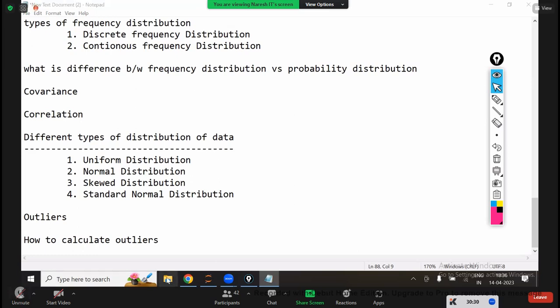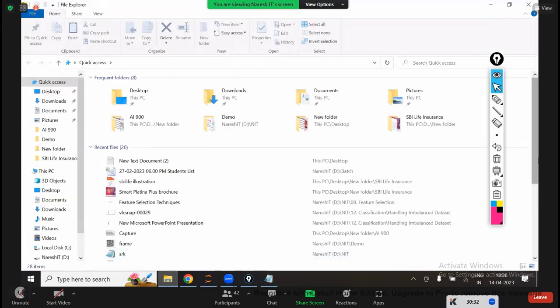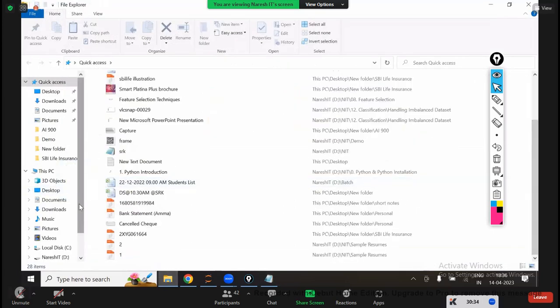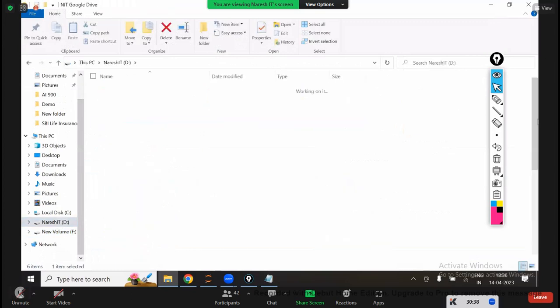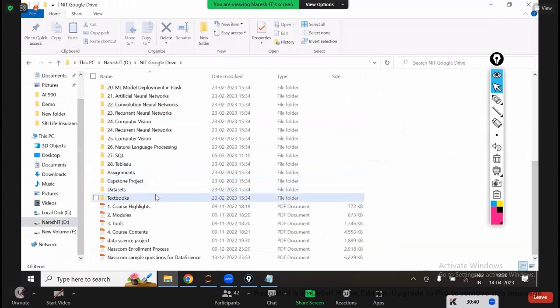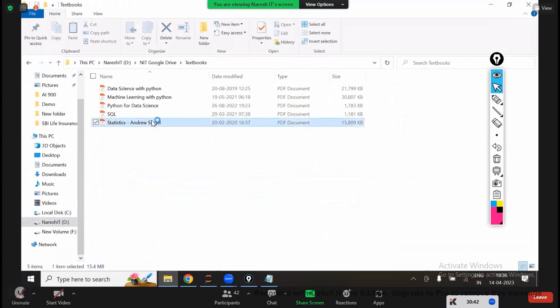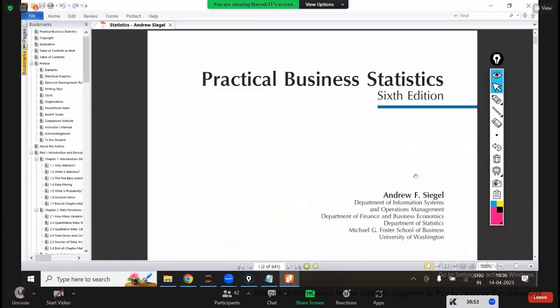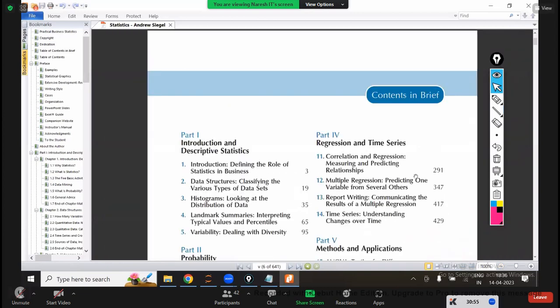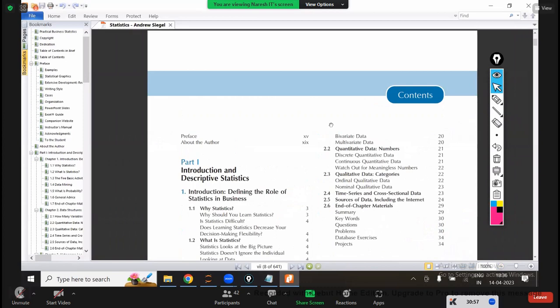Now, I have uploaded a few textbooks. Already I have uploaded the textbooks in the drive. If you open the textbooks, this is one of the most standard textbooks. You can select whatever textbook you want. That is your choice. It is not mandatory that you use this textbook only. You can select as per your choice. Now, let us see one by one.